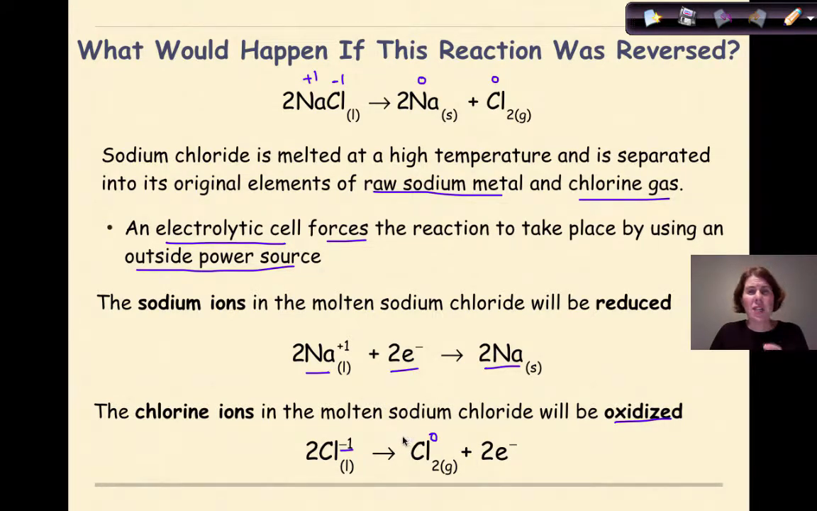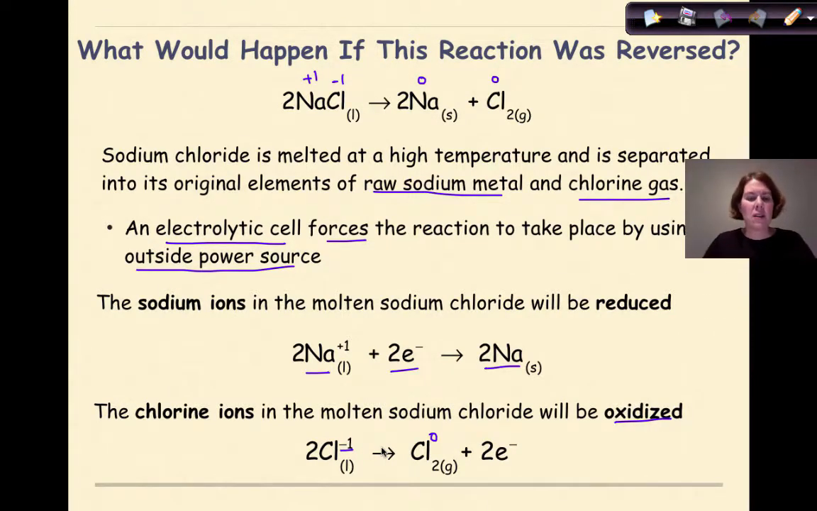I know you're looking at this and you're saying, now wait, I know that metals undergo oxidation and nonmetals undergo reduction. This is typically true unless you're forcing the reaction to go backwards. In a spontaneous reaction, it will happen that way. Metals oxidized, nonmetals reduced. But if you're forcing that reaction using some type of outside power source to go backwards, then everything else is reversed also. And we just sort of have to deal with that.